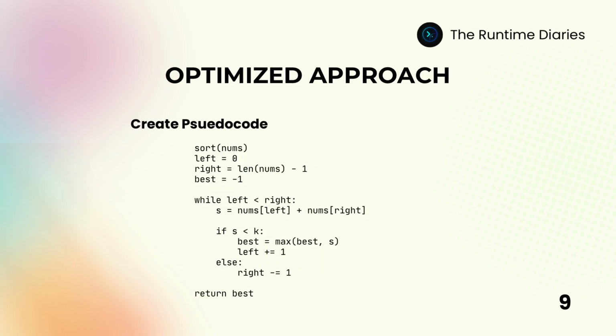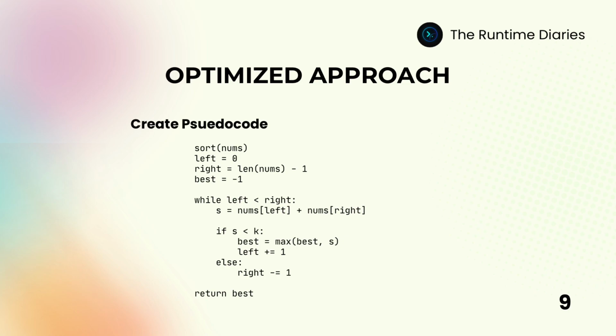Here's the whole algorithm. You sort nums. You set left to 0 and right to the length of nums minus 1. You initialize best to -1. Then, you enter a loop that runs while left is less than right. Inside the loop, you compute the sum of nums[left] and nums[right].